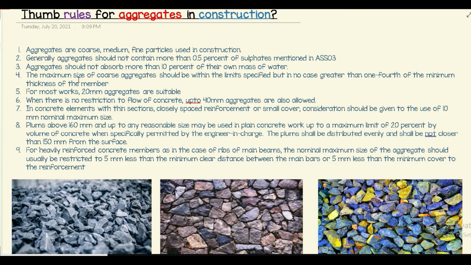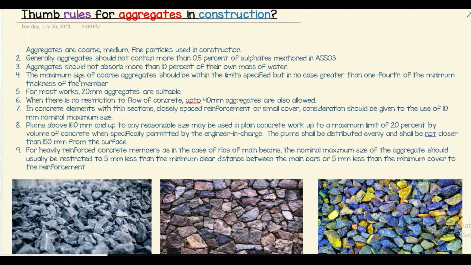And at number seven, it says that in concrete elements with thin sections and closely spaced reinforcement or small cover, consideration should be given to the use of 10 mm nominal maximum size. For closely spaced reinforcements, for example in beams, and for small covers and thin sections, 10 mm aggregates are suitable. But again, it depends on the situation. This can't be generally said. It depends on the element and the type of member we're talking about. But as a reference, as a guide, it's written in IS 456.